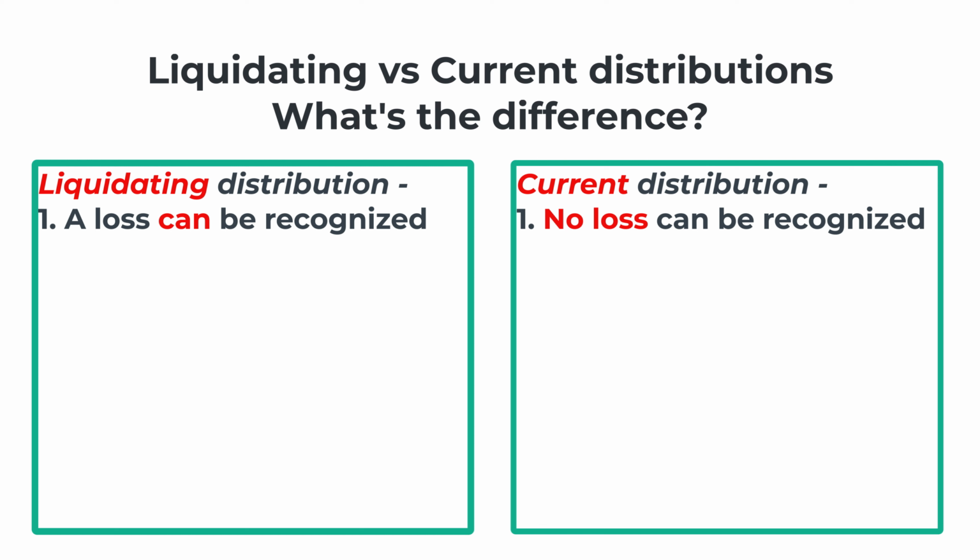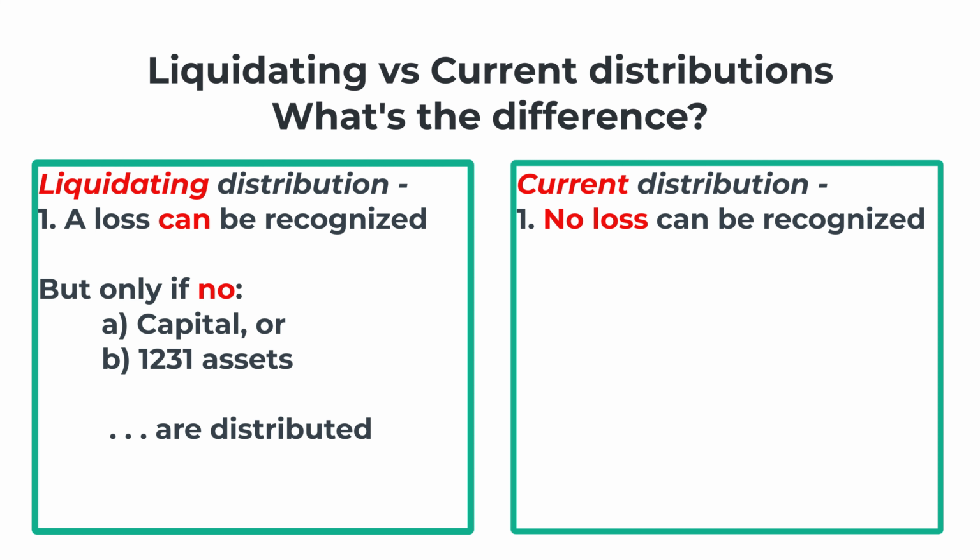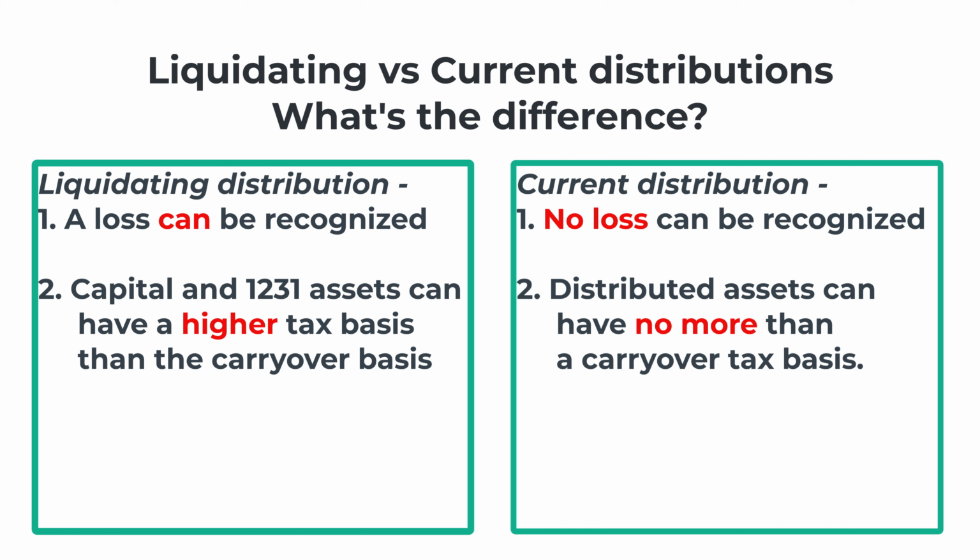Further, even in a terminating distribution, the loss can only be recognized if only cash or ordinary income assets, such as unrealized receivables and inventory, are distributed to the partner. If Section 1231 property or capital property is distributed, the terminating partner will not have a loss. Second, Section 1231 property, which are fixed assets of the business, and capital property could end up with a higher tax basis with the partner than it had within the partnership.